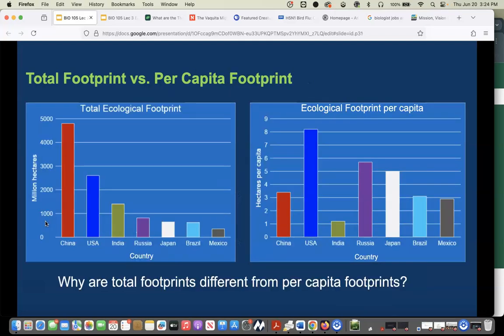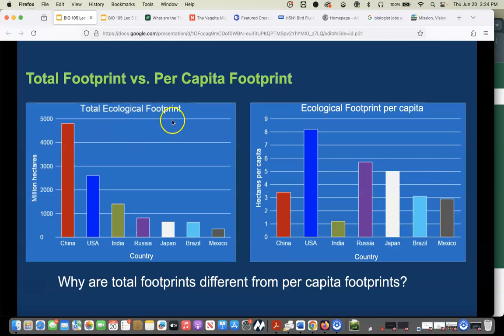So when we look at countries that have the highest ecological footprints per capita, countries like the US, Canada, and United Arab Emirates all have the highest per capita ecological footprints. These are countries that have footprints closer to 8.1 global hectares per person.